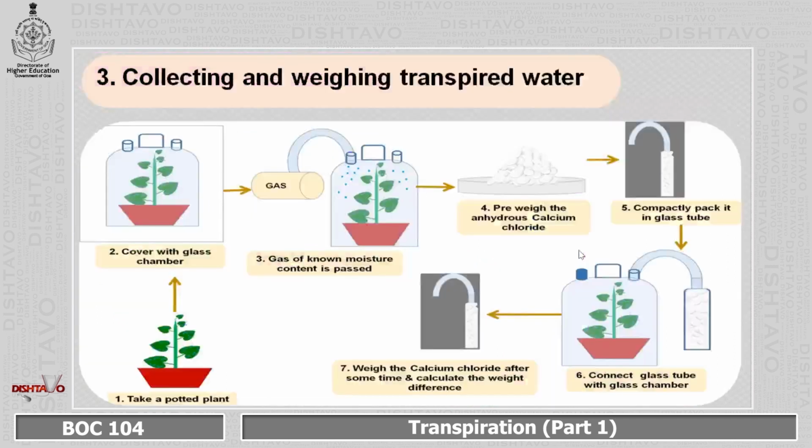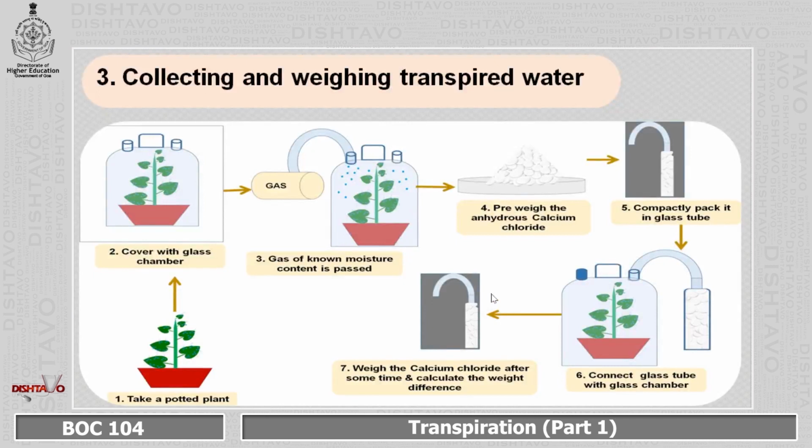Third method, collecting and weighing the transpired water. In this case, we take a potted plant, cover it with a bell jar, and then pass a gas with a known moisture content. After that, we connect the bell jar with anhydrous calcium chloride, which we have weighed. After some time, we weigh the anhydrous calcium chloride, which has become hydrated because transpiration has taken place in this potted plant. The weight difference between the anhydrous calcium chloride and the hydrated calcium chloride can be related to the amount of water loss.